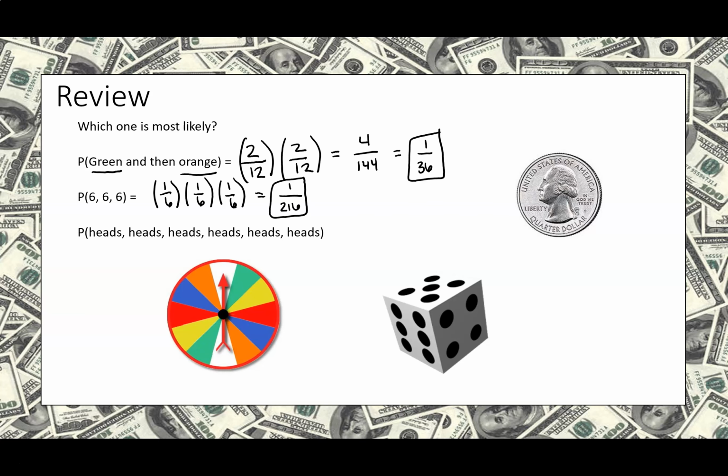The next one is the probability of heads, heads, heads, heads, heads, heads. That seems pretty unlikely, but let's see what the probability is. Each of these heads has a probability of 1/2 and is not impacted by the previous one. So we just have to multiply 1/2 times 1/2 times 1/2 times 1/2, 6 times, or I could just raise it to the 6th power if I want. And that's going to give me 1 over 64.